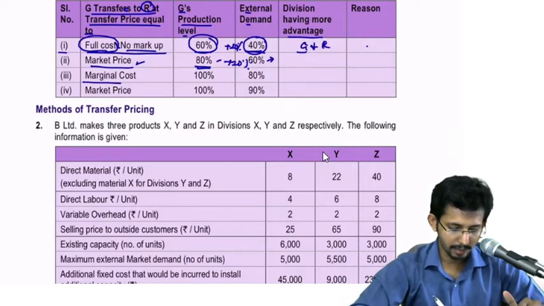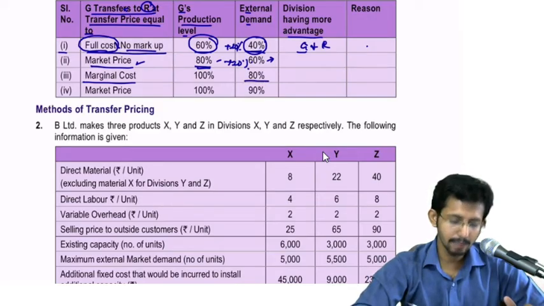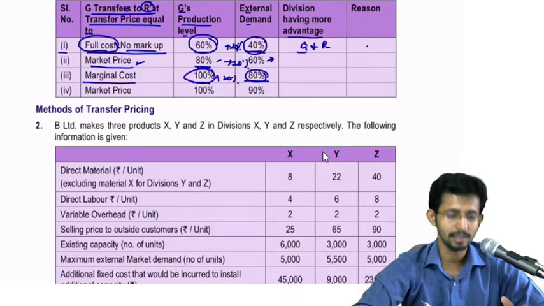Okay, now next, which is the next scenario, third one. It is transferred at marginal cost. External demand is up to 80%, then 20% for internal demand, so 100% production capacity. So the transfer price is set at marginal cost.